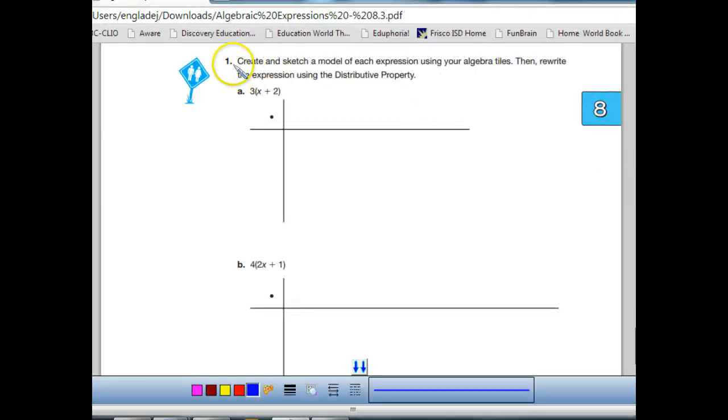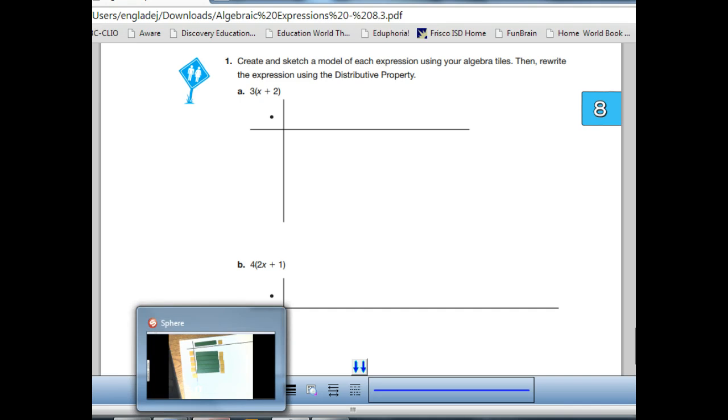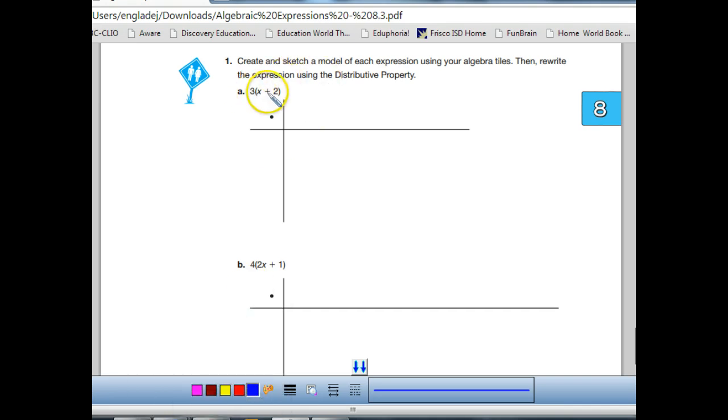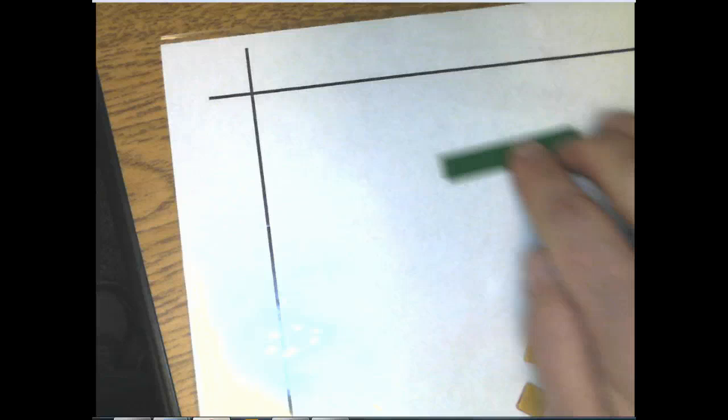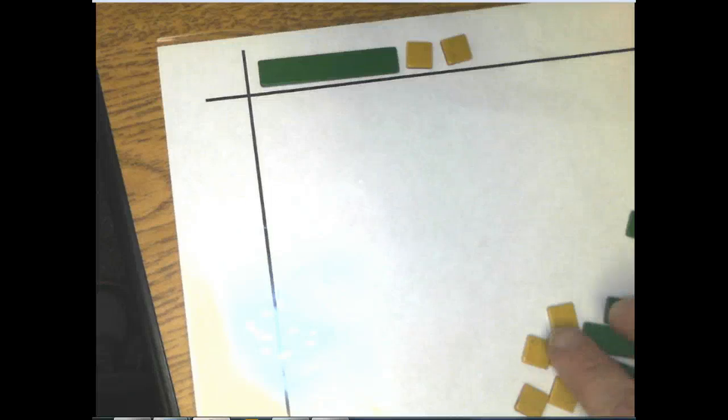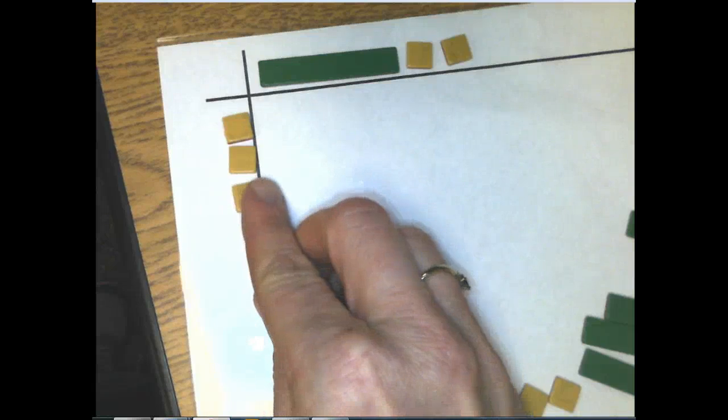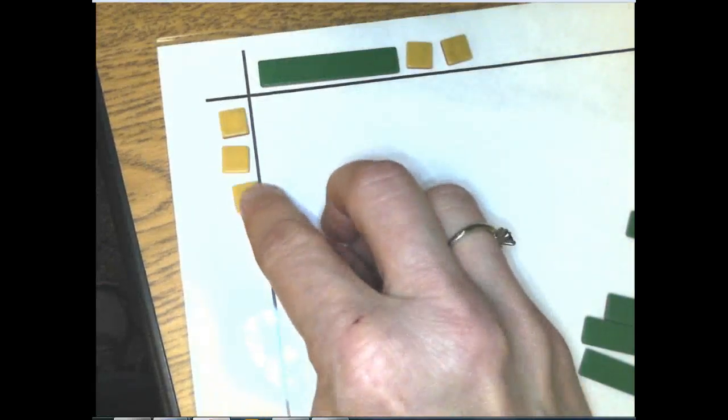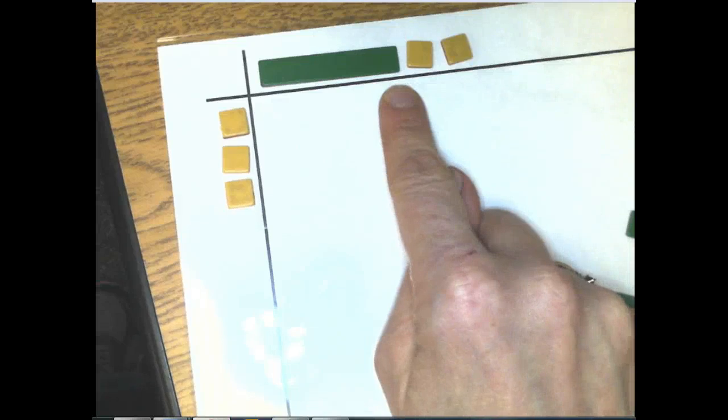Okay, let's go ahead and take a look at 1a. They want us to create this expression on our product mat, and then we're going to come back and sketch a model of that on paper like we did our sketches yesterday. So let's take a look at what this looks like with our algebra tiles. It's 3 groups of x plus 2. Let's get our x plus 2 up here first. And then I believe it said we wanted 3 groups of it, right? So that's going to become my other factor. And so this represents 3 groups of x plus 2.